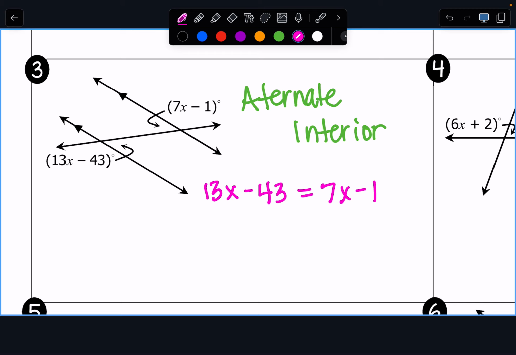Okay, so what I would do is I would probably subtract the 7x over, so I would have a positive 6x, and then add over the 43 to the negative 1 to get a positive 42. Do you agree with that math? Which means x is what? 7.